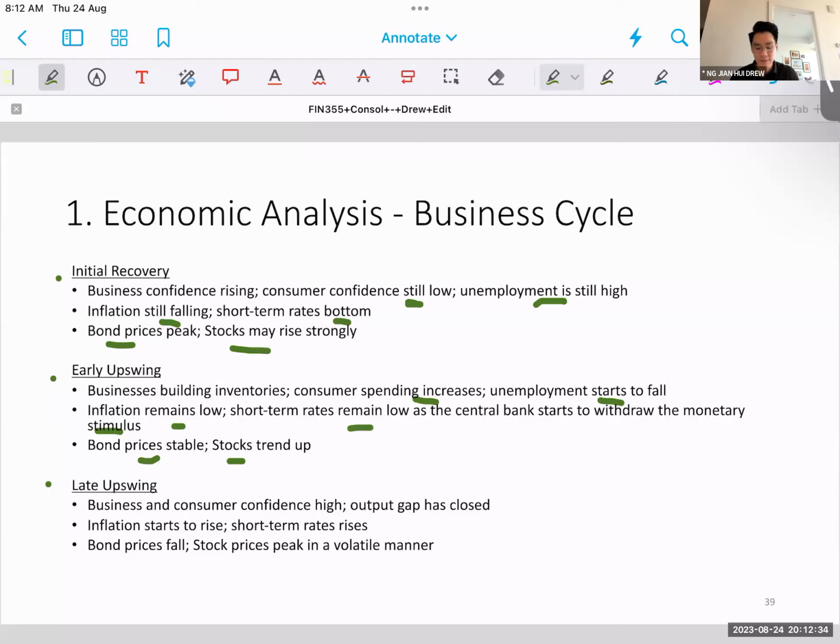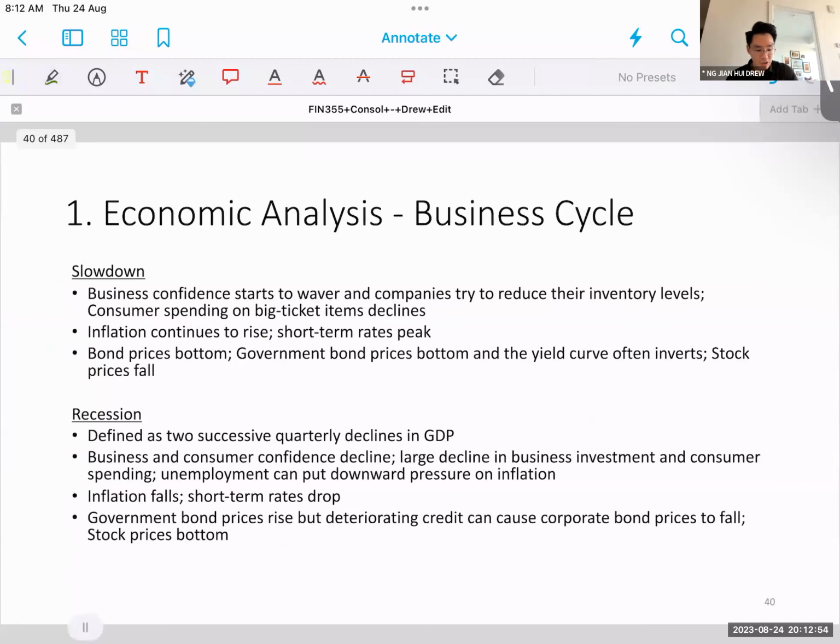All right, so late upswing, these are some characteristics here. Bond price starts to fall, inflation starts to rise, stock price peaks but is a bit more volatile, and interest rate remains high, right? So these are the three. We do have this slowdown.